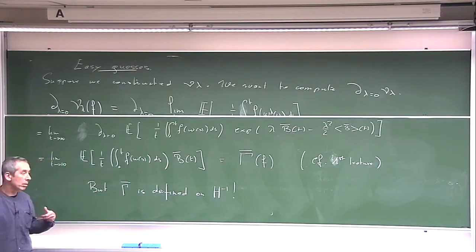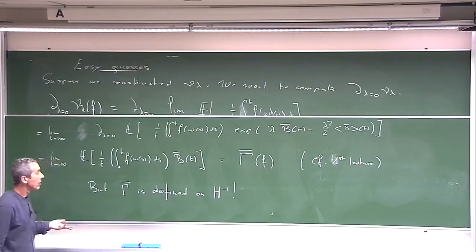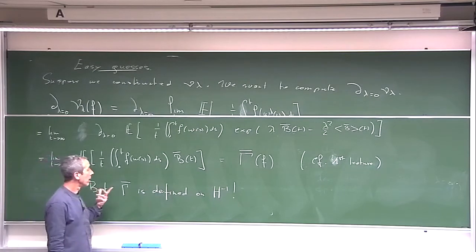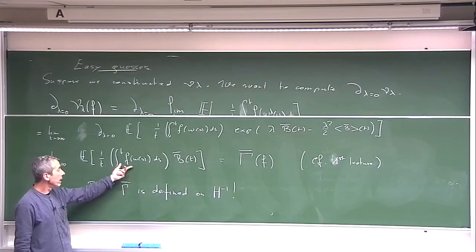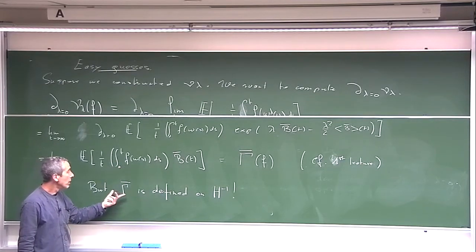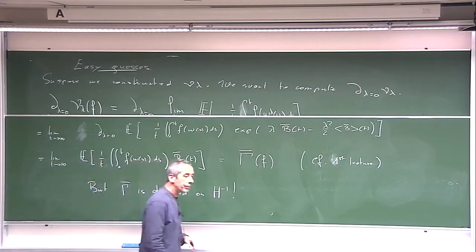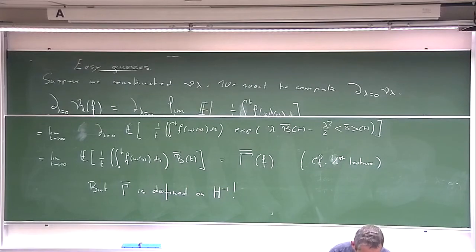So, if we want to make sense of this computation, we are not going to take the derivative for any f. We should assume that f is in H minus 1. So you see there are two problems.